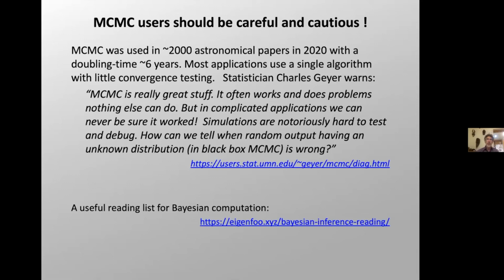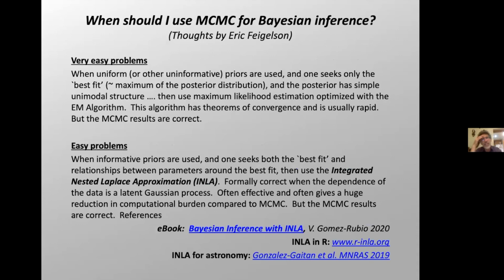MCMC can be used for any purpose, nothing to do with statistics. You could use it in astronomy and astrophysics for sampling distributions with formulas. You need a model, a likelihood. No, you need a function. It doesn't have to be like that.